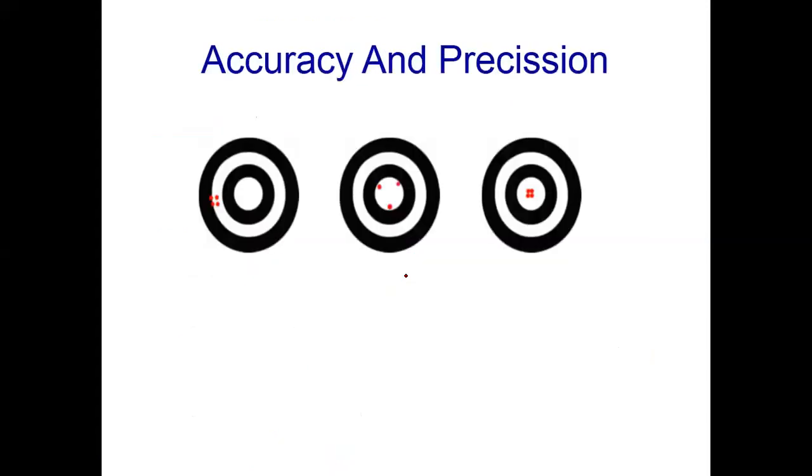Okay, from this example, you can see the dart game of arrows. For example, the first person hit four arrows. You can see them in this position, the second person in this position, and the third one. So now tell me which one is accurate and which one is precise.